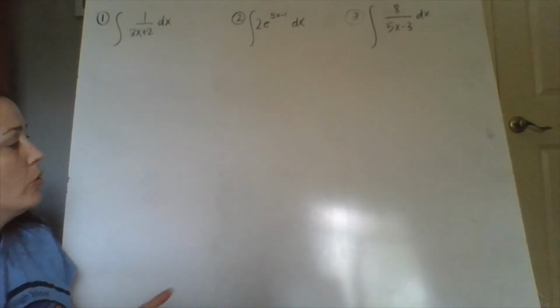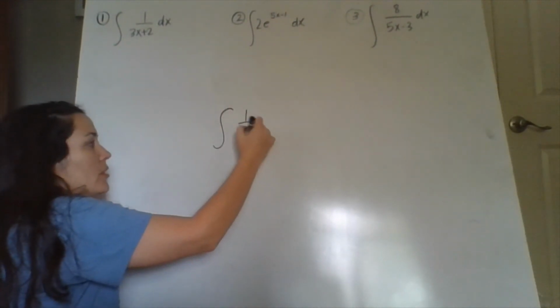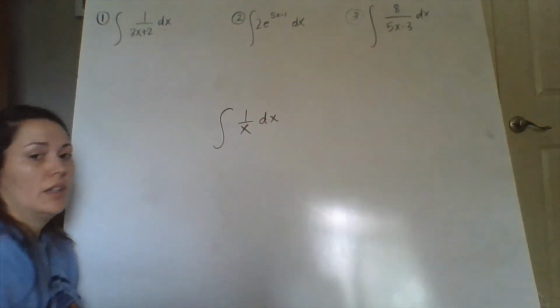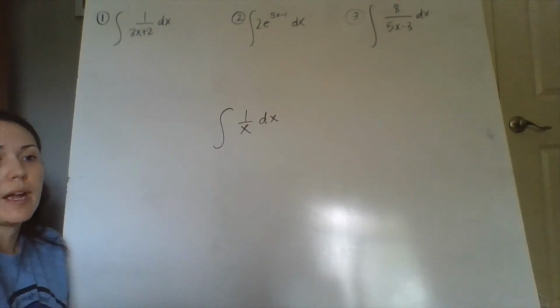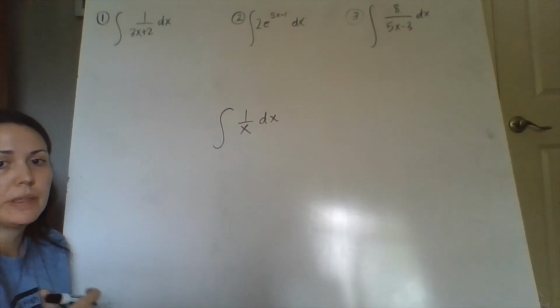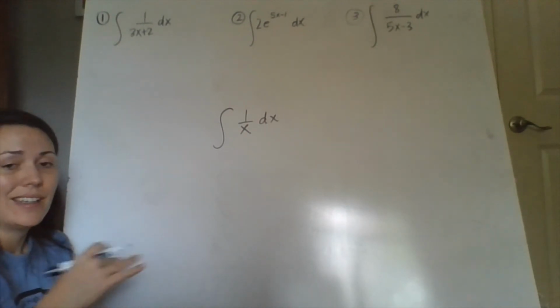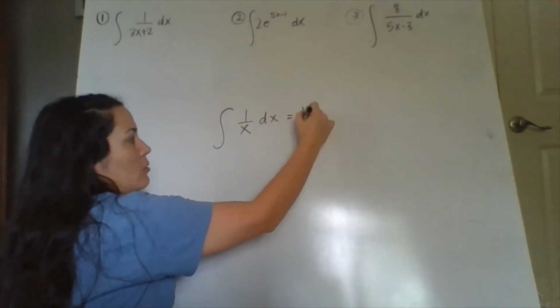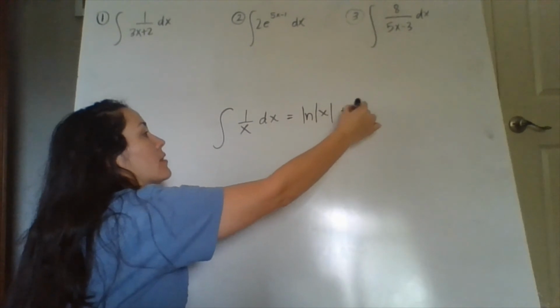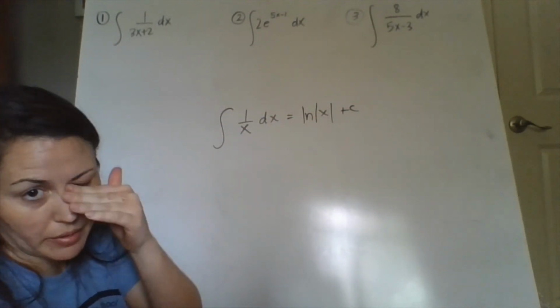So we know, just really quickly, the integral of 1 over x. We can't rewrite this as x to the negative first power, because if we tried to anti-derive that, we end up dividing by 0, and it's not allowed. So the rule for this is it's equal to the natural log of the absolute value of x plus c. So that's going to be important for number 1 and number 3. So we have to remember that.